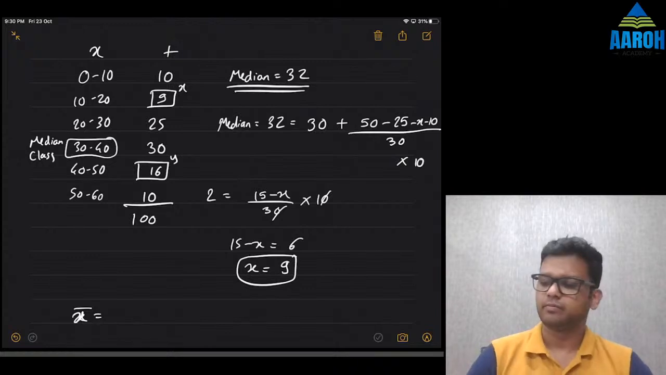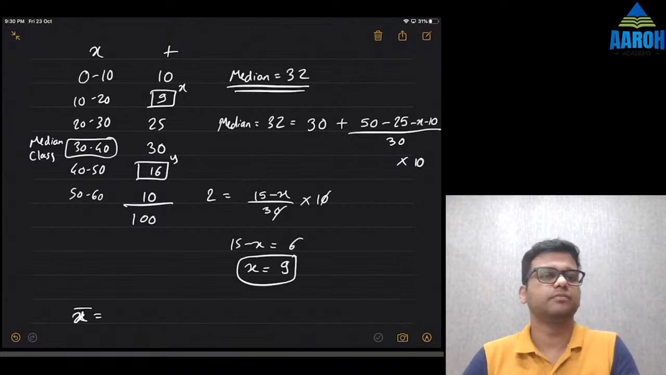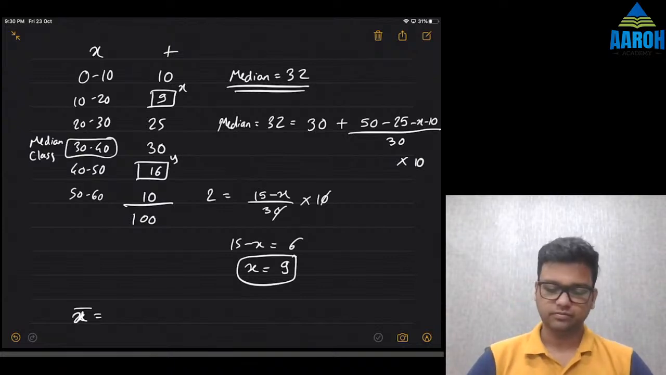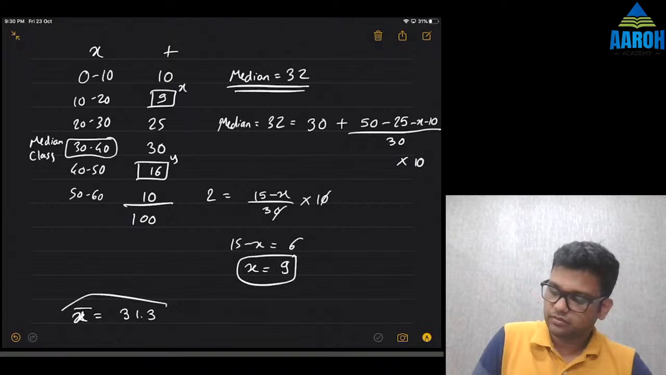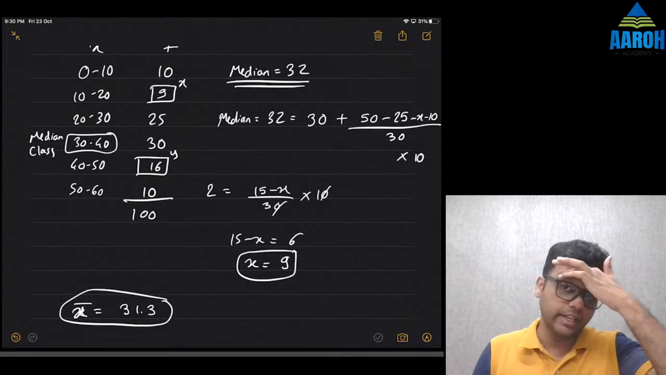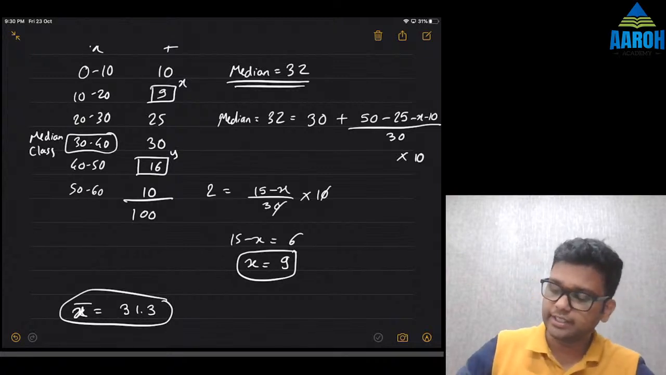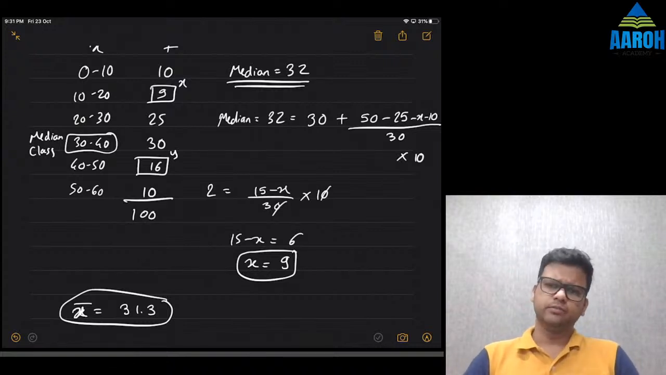Anyone? Have you got x and y values? Yes, no? Nine and 16, correct. Good, correct. Anyone else? Have you got 9 and 16? Okay, good.